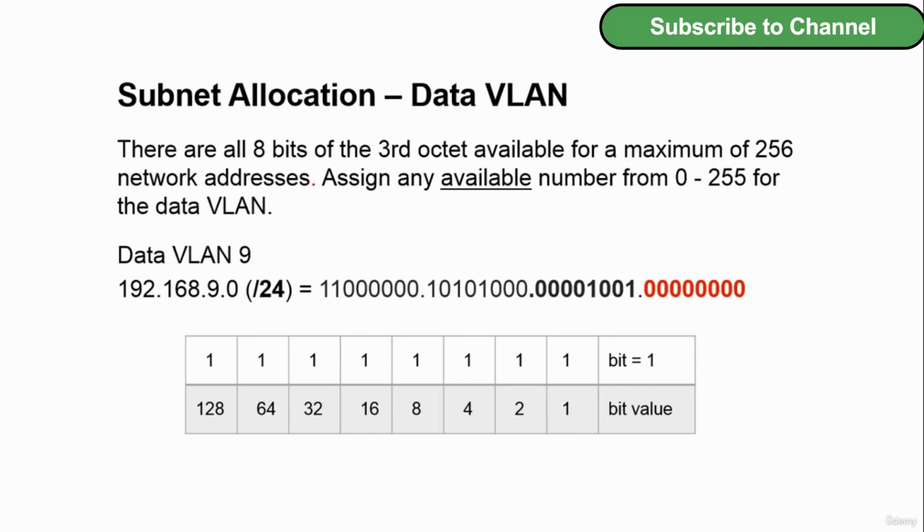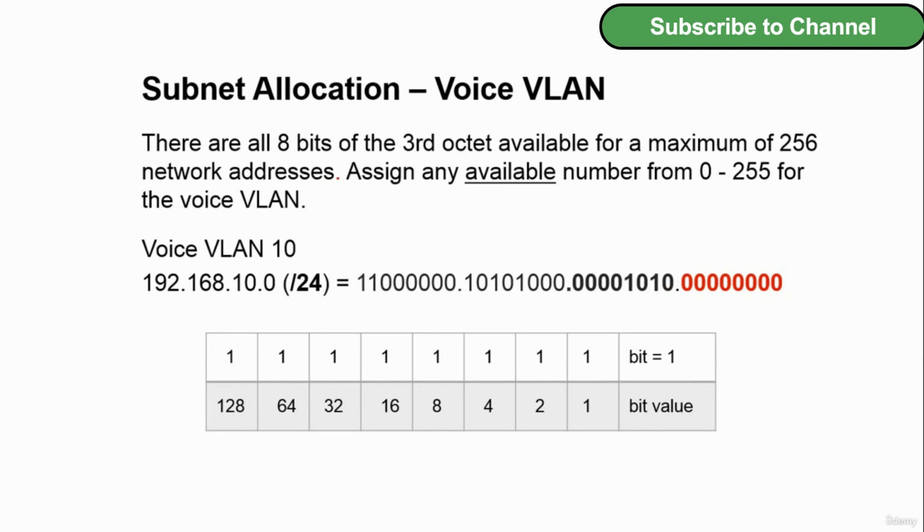And on to the voice VLAN. In this case, I'm going to use 10.0 for the voice VLAN. I could have used anything between 1 and 255, but I chose 10 because it matches the VLAN number. And so there's the 10 there. That just shows where the subnet is being derived from, that third octet. And I've got all these host addresses for the 10 subnet.